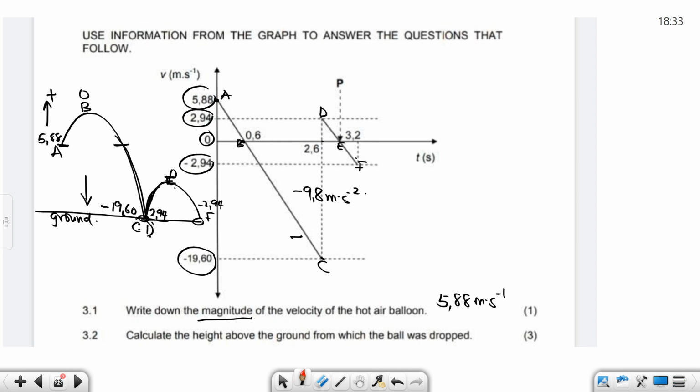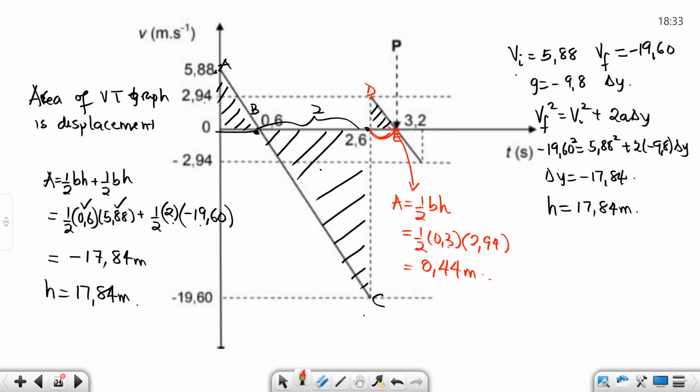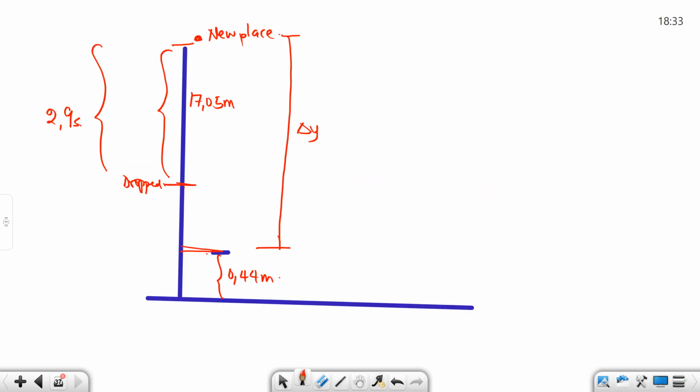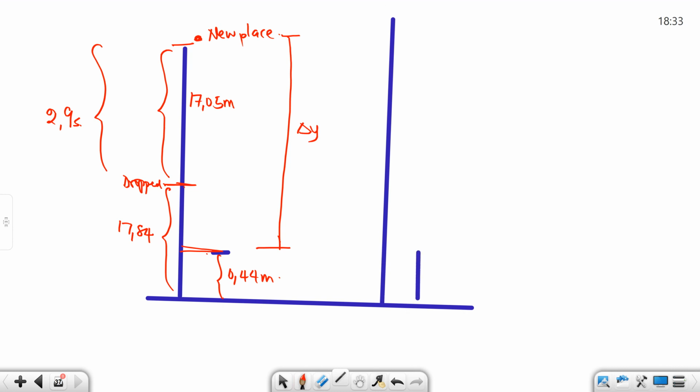Calculate the height above the ground from which the ball was dropped. What was that answer? 17.84. Beautiful. Can we go to that illustration? Yes. From here to here is what? 17.84. Are you with me? All right. If I want to subtract, I must use the same frame of reference. How high is the hot air balloon from the ground now? I'm saying from the ground, because I want to calculate both of them from the ground. Same frame of reference.